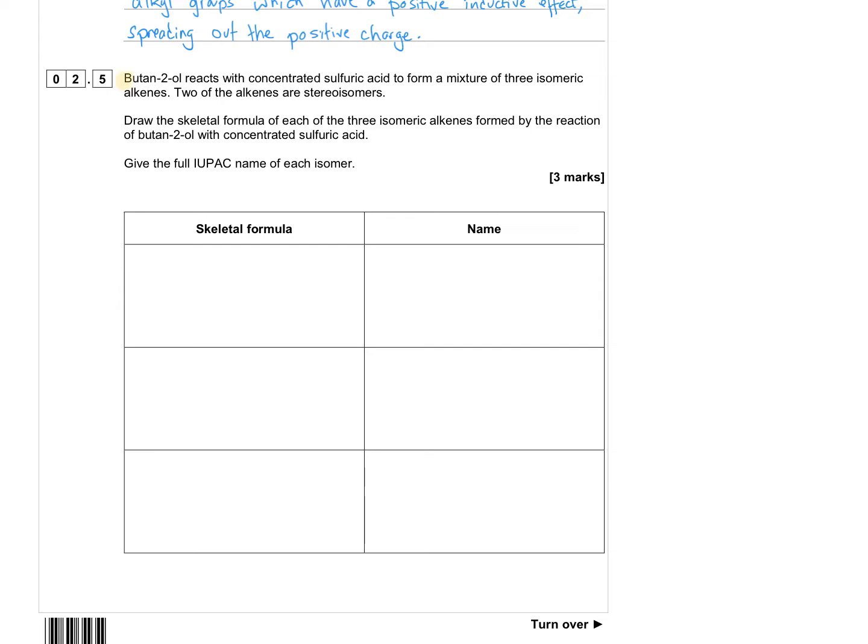So in 2.5, you're being asked about butan-2-ol reacting with concentrated sulfuric acid to form alkenes. So the best thing to do is quickly sketch butan-2-ol at the side so we can think about which 3 isomeric alkenes it's going to be able to form. The other thing this question is asking for is skeletal formulae, so make sure you put your answers as skeletal formulae.